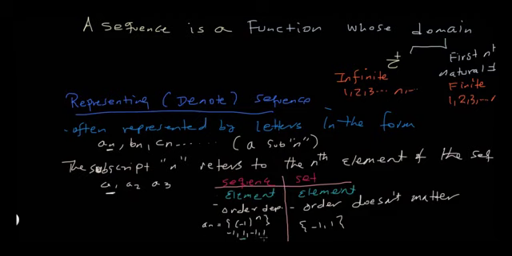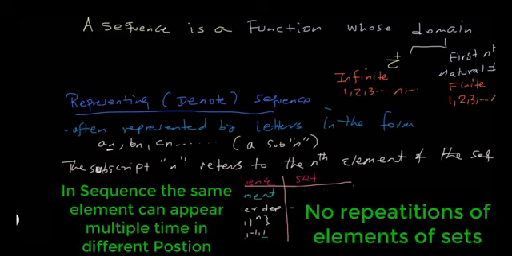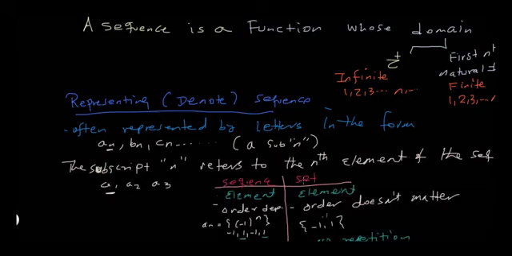Look at this one. Maybe you can write this as -1, -1, 1, 1, but you have 1 here, 1 here, and -1, -1 here. So the same element can appear multiple times, in different positions. These are the main differences between a sequence and a set. But still keep in mind that a sequence is a function, but a set is not a function.